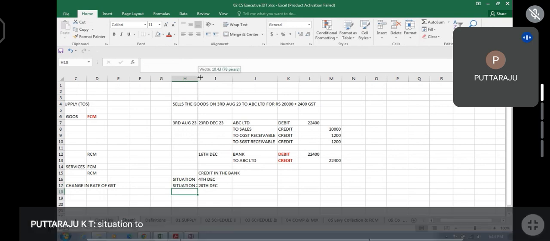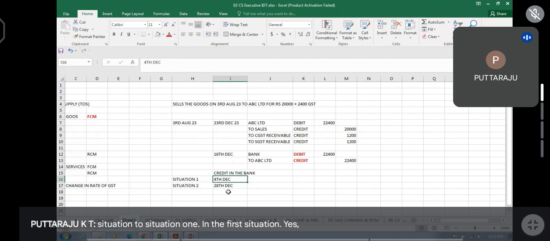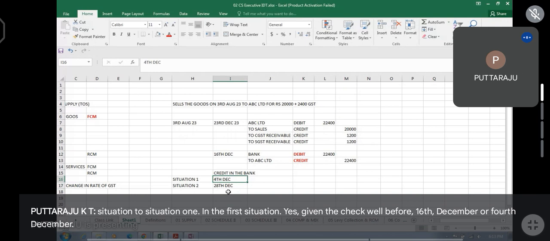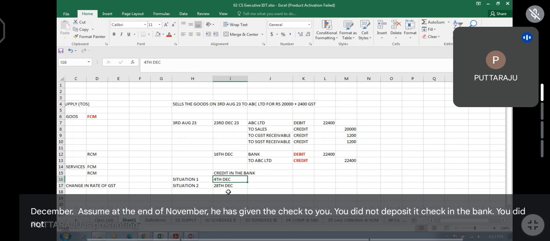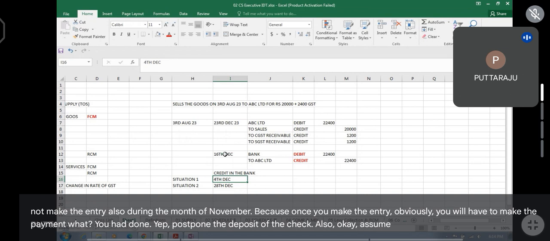Situation 2. Situation 1. In the first situation, he has given the check well before 16th December or 4th December. Assume at the end of November he has given the check to you. You did not deposit the check in the bank. You did not make the entry also during the month of November, because once you make the entry, obviously you will have to make the payment. What you have done, you have postponed the deposit of the check also. Okay? Assume. In this case, you need to consider these two dates.